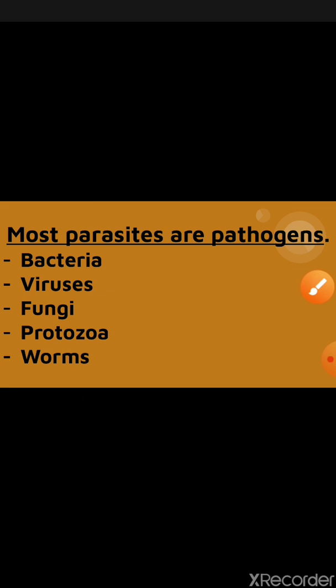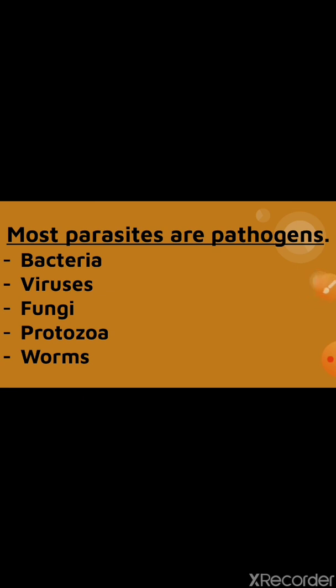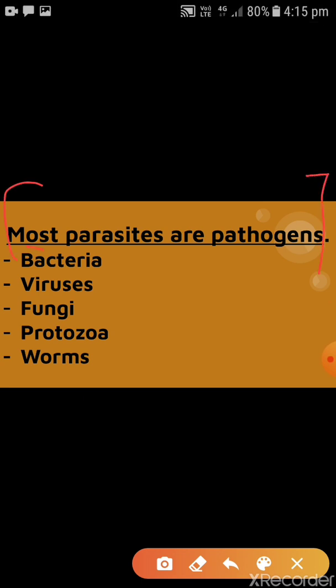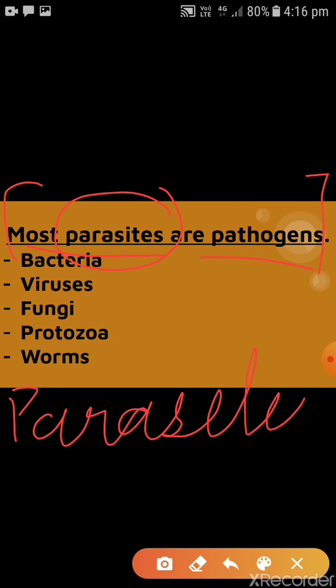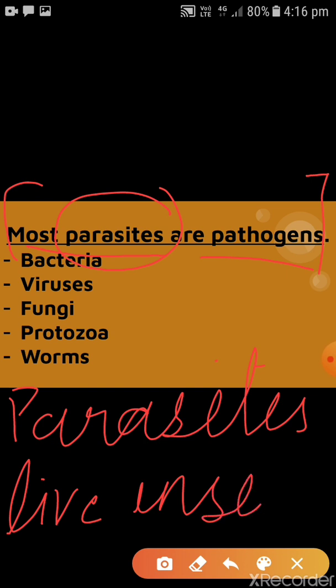Okay, now most parasites are pathogens. What is the meaning of this line? Most parasites are pathogens. Now what is the meaning of this parasite? First, try to understand this. Parasites are those organisms which live inside a living organism, or we can say the host organism.